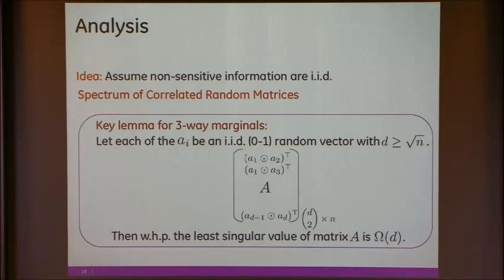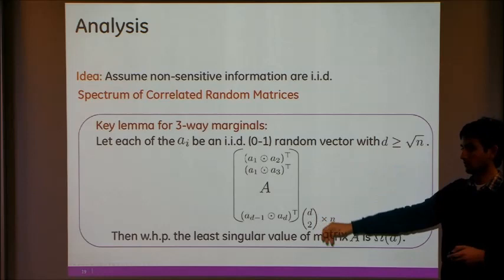So how do you analyze these attacks? The analysis is a little complicated, and requires you to analyze the spectrum. The first thing is that we assume the entries are IID, so all these A's are IID. Once you do that, things become much simpler, and at least you can start analyzing. One of the key lemmas is that for three-way marginals, if your A's are all IID random vectors and D satisfies some condition, then the least singular value of this matrix is at least omega of D. What we needed was for the least singular value to be the square root of the number of rows. There are D choose 2 rows, and you get omega of D.